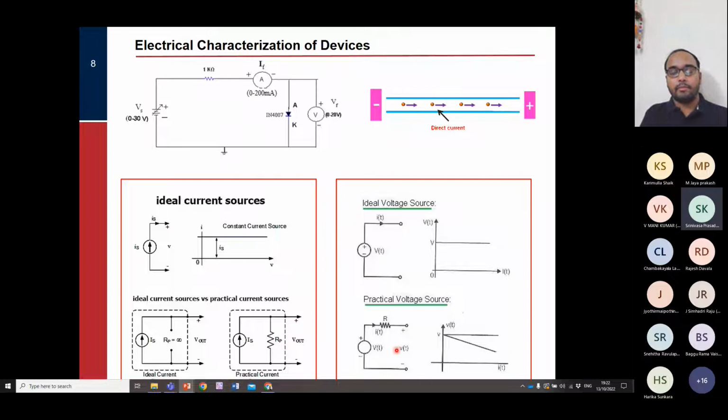But in reality, the practical sources do have some internal resistances. So here the voltage decays down slightly if I increase the current more and more. Whatever be the case, these days we have quite a lot of stable current and voltage sources, and they do perform very nicely.